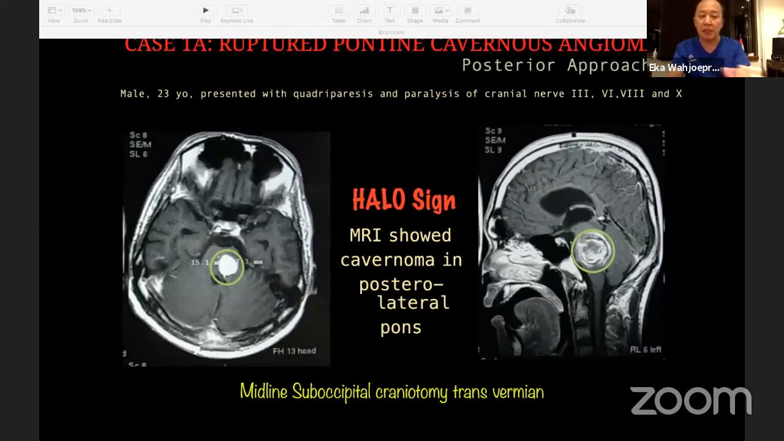So these are some cases I'm going to show you. This is the first case I did in 2001 in Indonesia of a brainstem cavernous angioma. Again, this is the so-called halo sign. This is a 23-year-old male with quadriparesis and multiple nerve paralysis. And when you see this halo sign, it means there is like oil around the cavernoma capsule. So once we touch the capsule, we can easily remove it. We will show you the photo.